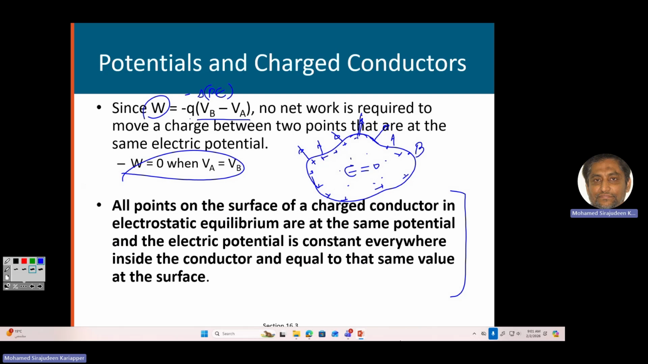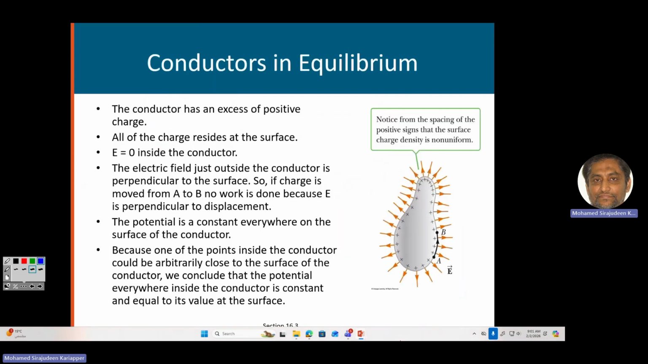So if we have a charged conductor in electrostatic equilibrium, that conductor has a constant potential. Not only on the surface, it will be equal to the potential inside as well. Now, don't confuse the potential with the electric field. The electric field will be zero, but the electric potential will be the same as that on the surface. We can now prove it. This is where we are trying to prove it.